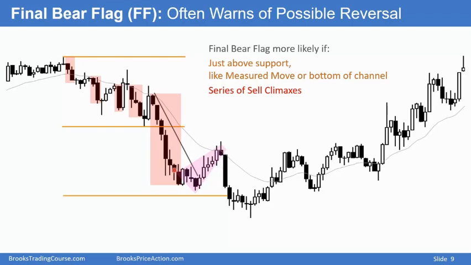If after 10 or 20 bars the bulls are unable to reverse the market, the bears will try to sell again. But when there's a series of sell climaxes, a lot of times the bears will stop selling, they'll take profits, and wait to see what the bulls can do.